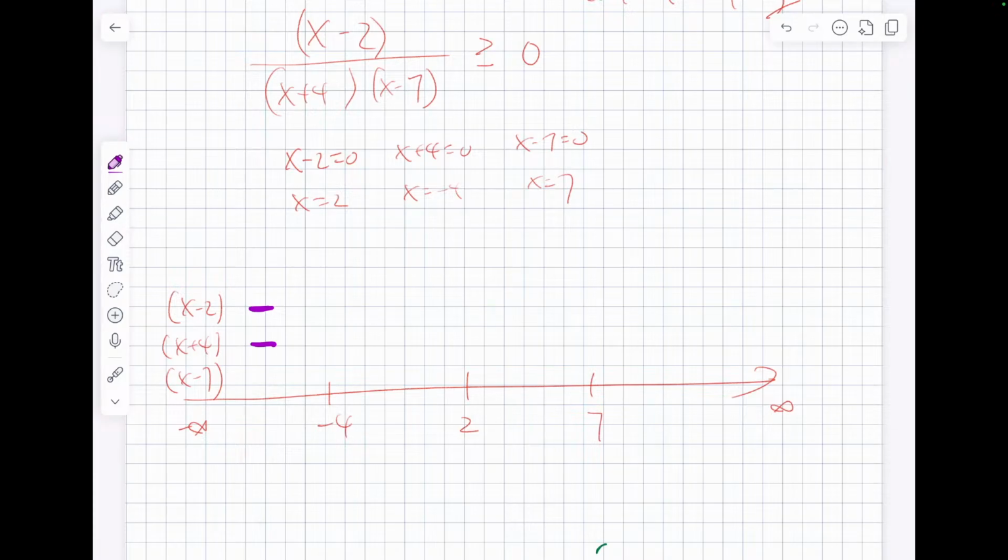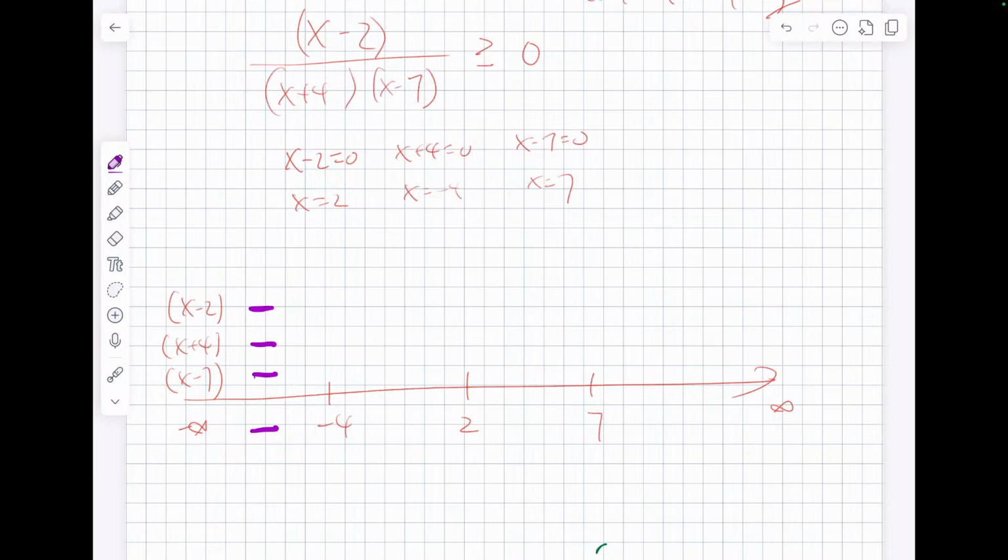Negative. Yes. One. And then negative 5 minus 7. Is that positive or negative? Negative. Okay, here's the last question. What's a negative times negative times negative? Negative. So the region here is negative. Is that what we're looking for? No, because we don't want a square root of a negative number, right?